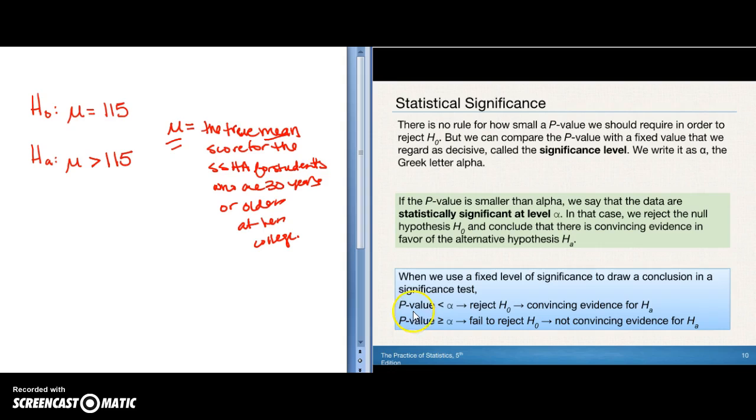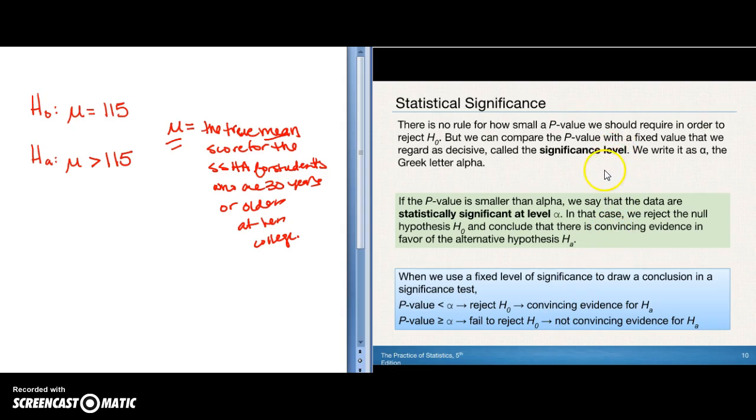So here again it goes. If the p-value is smaller than your alpha, your significance level, you reject the null, and there's convincing evidence for your alternative. If your p-value is greater than that significance level, you fail to reject the null, and there's not convincing evidence.